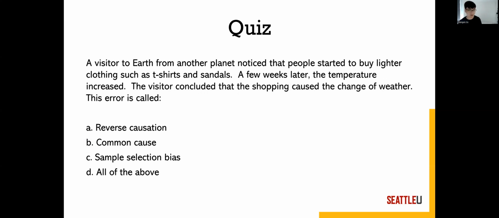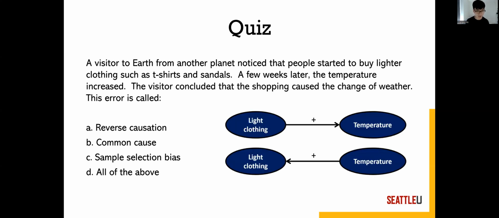Another one. This is quite interesting. A visitor to Earth from another planet noticed that people started to buy lighter clothing such as t-shirts and sandals. Weeks later, the temperature increased. The visitor concluded that shopping caused a change of weather. The error is called reverse causation.